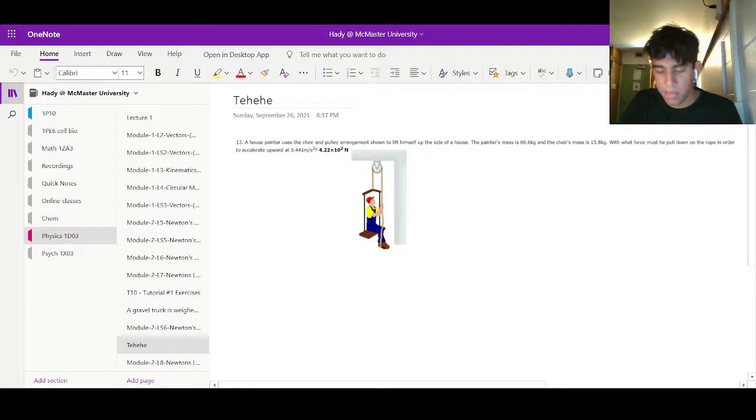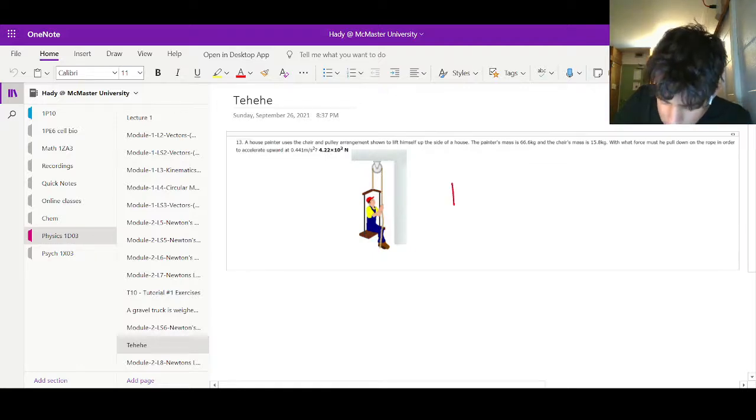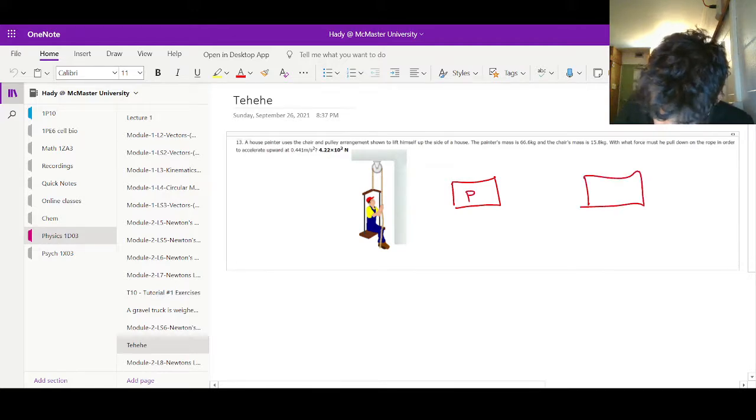So to set it up, you actually have to draw each one individually. So you'll draw the person and one for the chair. Okay, so the chair's free body diagram. Actually, we'll start with the person. The person's free body diagram has that tension, but since he's pulling, so he's pulling on the rope down, but the pulley changes it, so it's actually going up.